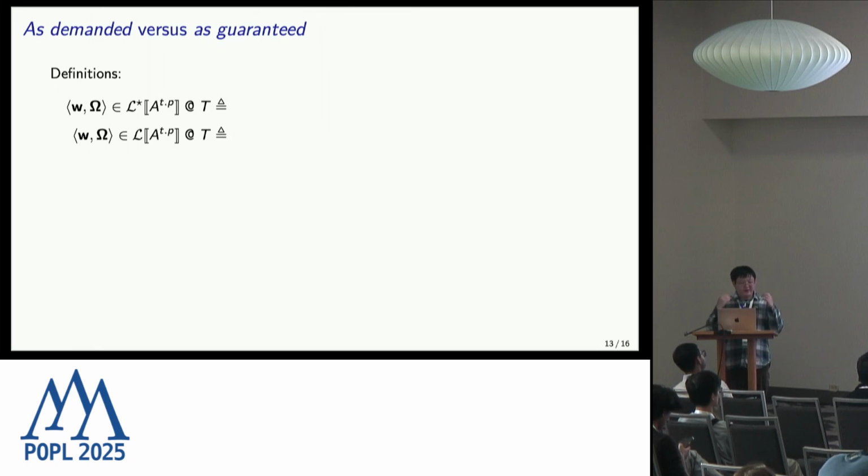Now with that said, we can move on to talking about the latent interpretations. As I alluded to, the star ones basically say omega is good as demanded, from the perspective of one particular client, and the non-star ones give a much stronger guarantee, saying it's good just as guaranteed, straight up, and will be set up in a way that the non-star one actually implies the star one.